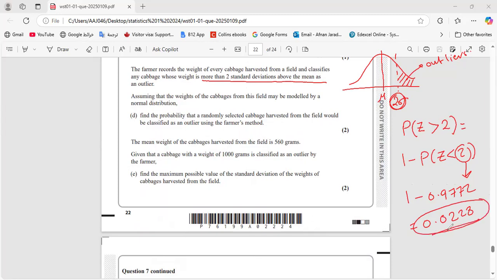This one is the probability. This one is the area when Z equals 2. So this is the answer of part D. Yes, part D is 0.0228.